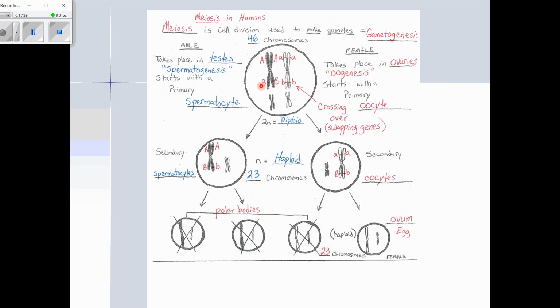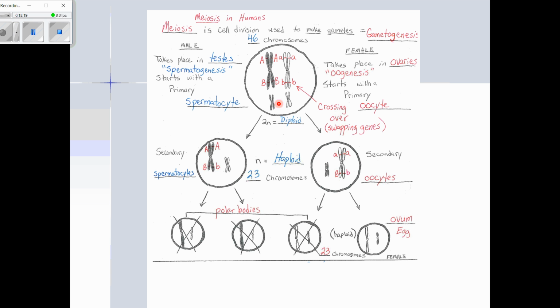This cell is called a primary spermatocyte. That's what this cell would be called in the testes. The process in men is called spermatogenesis, creation of sperm. In women, the process is called oogenesis, double O on the front, oogenesis, kind of a strange term. And this same cell in the ovary would be called a primary oocyte. Okay, so this is the cell that's going to begin the process of meiosis.